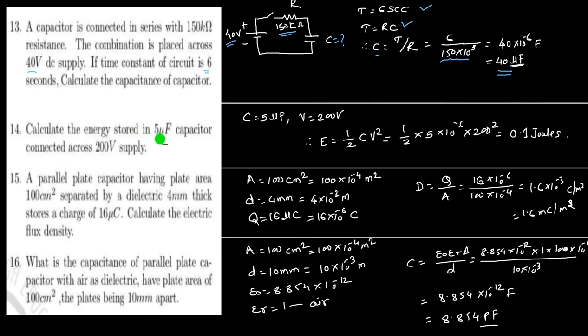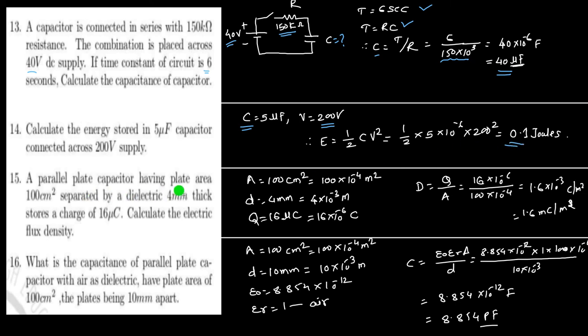Calculate the energy stored in a 5 microfarad capacitor connected across a 200 volt supply. So capacitance is 5 microfarad, voltage is 200. Energy stored is 1 half CV square. So 5 into 10 raised to minus 6 into 200 square divided by 2 gives you 0.1 joule.